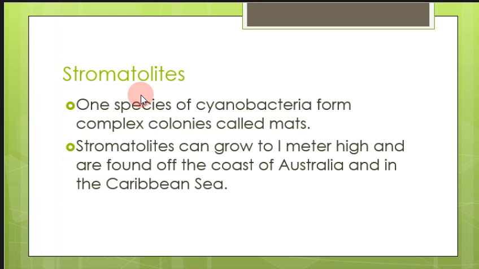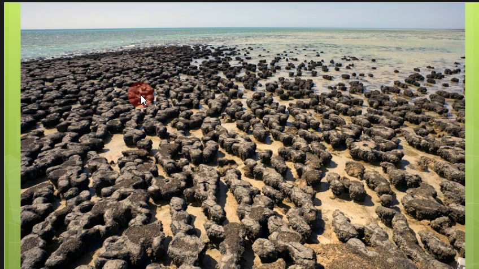Okay, I don't know if this is in your book. You're not supposed to write this down, but apparently I found it interesting and I wanted to put it here. It's a type of cyanobacteria. They form these complex colonies. They're called mats of stromatolites. They can grow to be a meter high. They're found off the coast of Australia and the Caribbean, and they look like this. So those are just giant mats of that cyanobacteria.